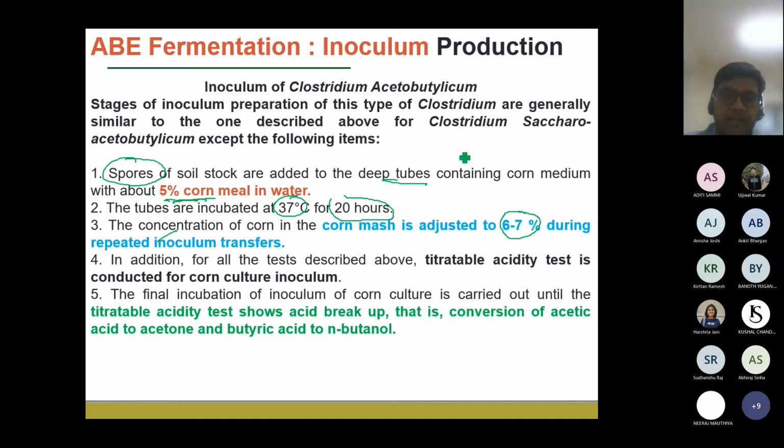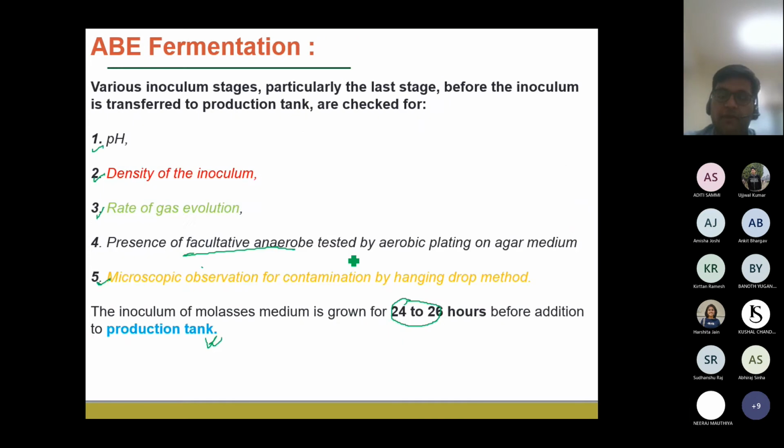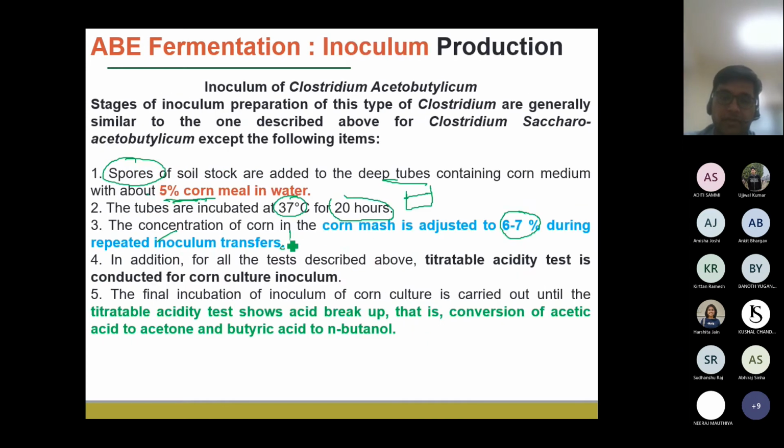Then whatever biomass concentration is obtained is adjusted in the range of 6 to 7%. And like this we carry out repetitive inoculum development: we take 6 to 7% of it and put it into the production fermentation, and then we take from the production fermentation and use it as a subculture for the development of new fresh inoculum. Such repeated inoculum transfers were carried out for this AB fermentation.